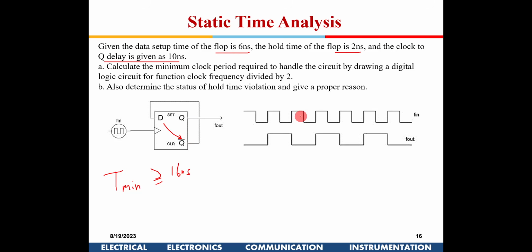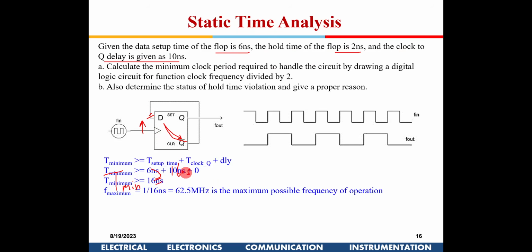Now, is there any hold violation here? No, right? Because the hold time required is 2 nanoseconds. Once I give a clock out here, by the time the data gets changed here, it is 10 nanoseconds. So this data remains stable for the hold time of 2 nanoseconds. So there is no hold violation here, right?